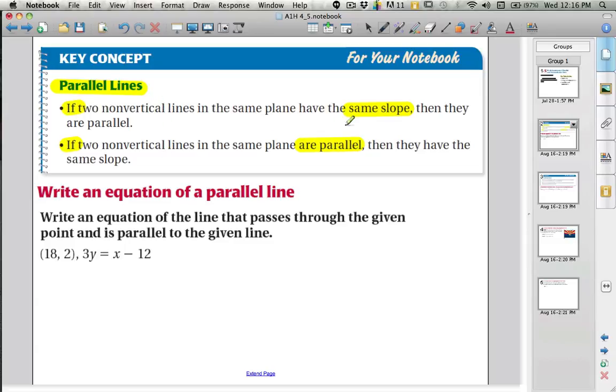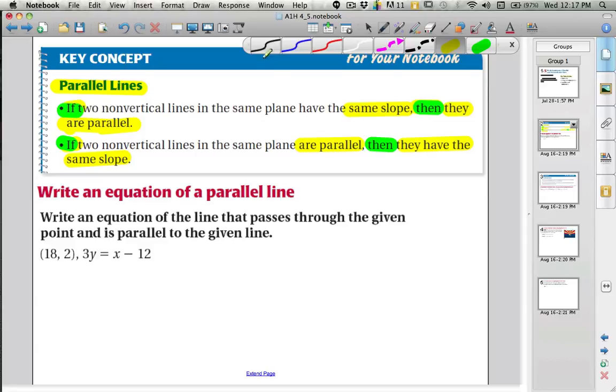If, then. That's what gives us the sense that this is a conditional statement. If this is true, then that is true. If this is true, then that is true. So if two non-vertical lines in the same plane have the same slope, they are parallel. And if they are parallel, then they have the same slope. They also have the same slope if they're the same line, but that's a different situation.